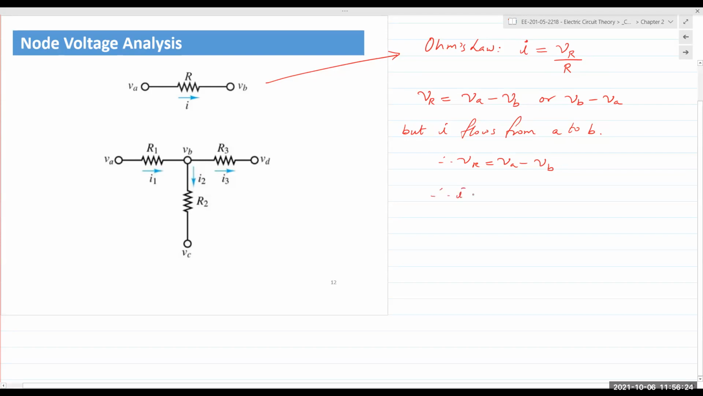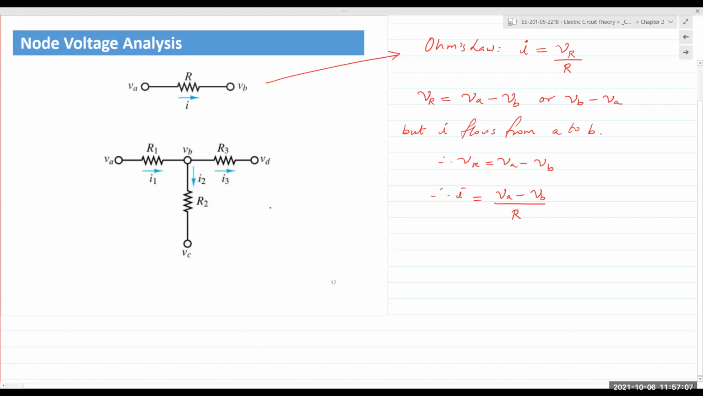So here I can write I is VA minus VB divided by R. So we are expressing first the current in terms of the resistor voltage by applying Ohm's law. Then we express the resistor voltage in terms of the node voltages. And the two nodes are the ones where the resistor is connected. And which node is higher or which is lower is an assumption that you have to make. You have to choose, right? The assumption is based on the direction of the current, either going towards the right or going towards the left.